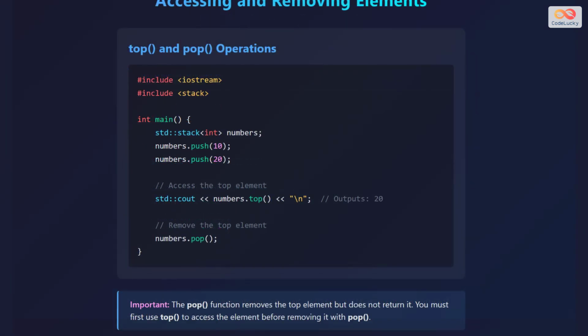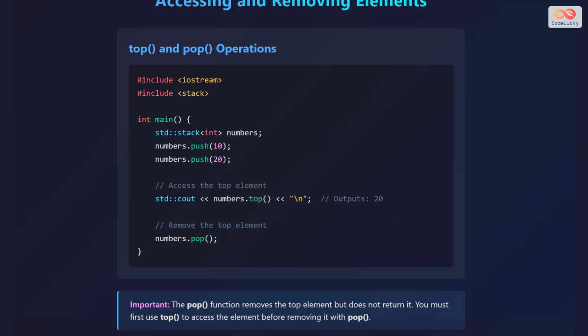Now let's see how to access and remove elements from a stack. As before, include the iostream and stack headers, and then create a main function with a stack of integers named numbers. To access the top element of the stack, use the top function. For example, std::cout followed by numbers.top() will output the value of the top element, which in this case is 20.